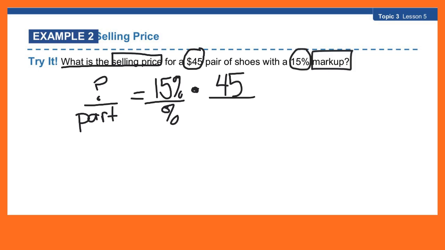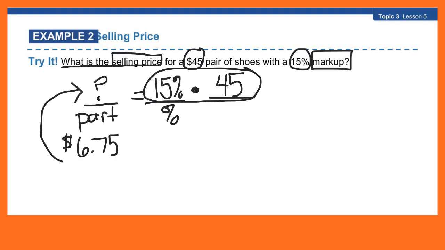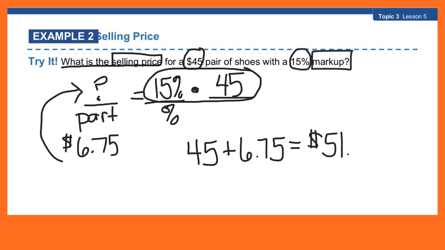So if I multiply 45 times 15%, because they're on the same side of the equal sign, I will get $6.75. That's the part they are going to add to the price of the shoes. So you are going to pay what they paid and $6.75 more, for a grand total of $51.75.